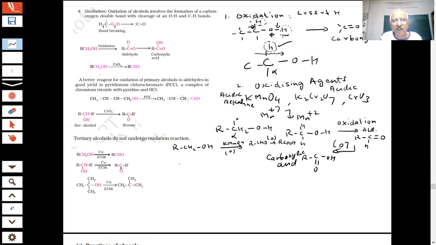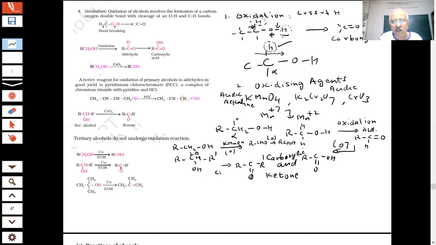And if instead of this I have the alcohol RCHOHR', which alcohol is this? Secondary alcohol, 2 degree alcohol. Now where will the oxidation take place? There is a hydrogen here, there is an OH here. So what will happen? R-C double bond O-R'. You are getting a ketone. So 2 degree alcohols will give ketones.